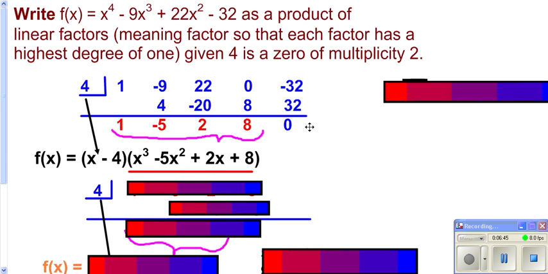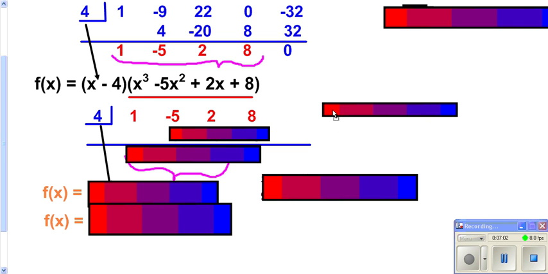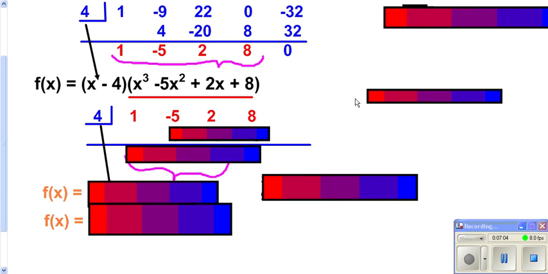Now, we know that 4 works again. So 4 should go into our quotient again. 4 went into your original, and we have that. But 4 is supposed to work again because it says multiplicity of 2. So now all we're going to do is just work with our quotient, and we're going to do synthetic division again.